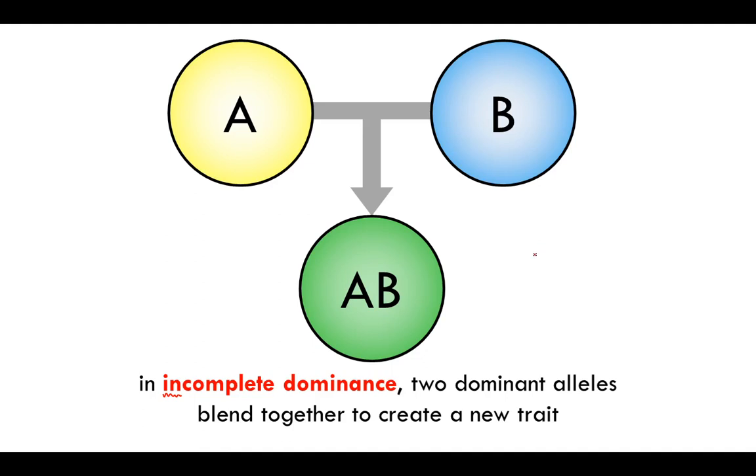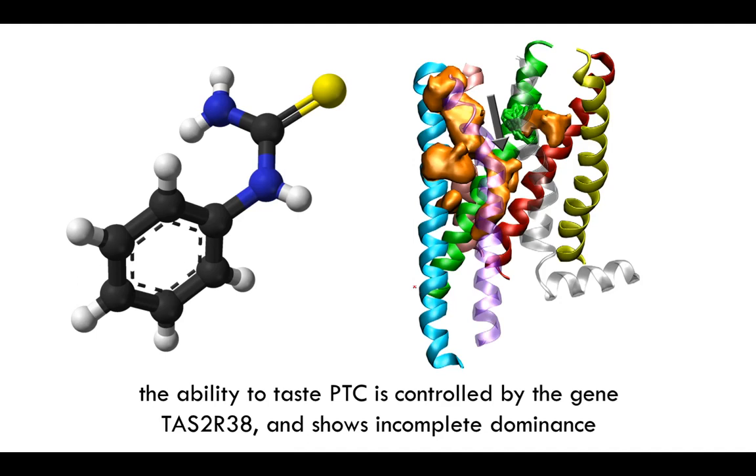So if the alleles show incomplete dominance, they blend together to create a new trait, which is not seen in either of the parents. So a yellow parent and a blue parent make a green offspring. It's a totally different trait. Here's an example of that.